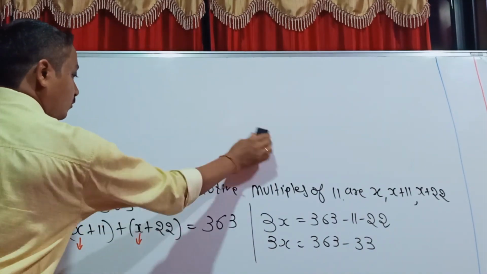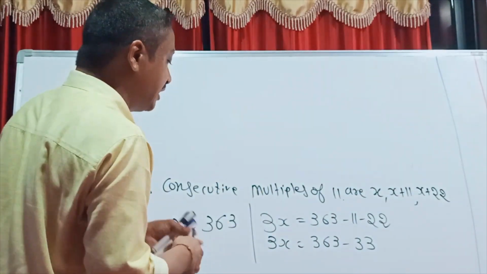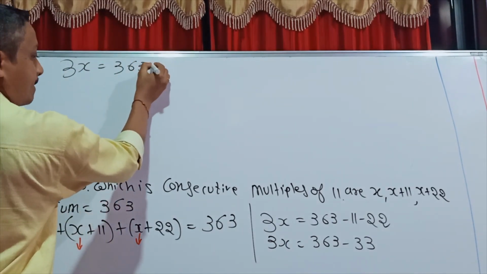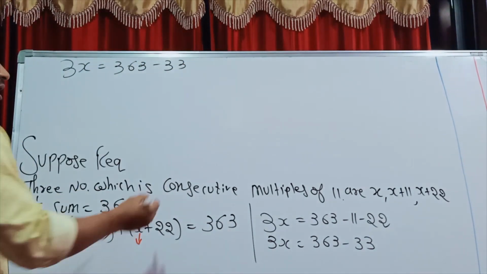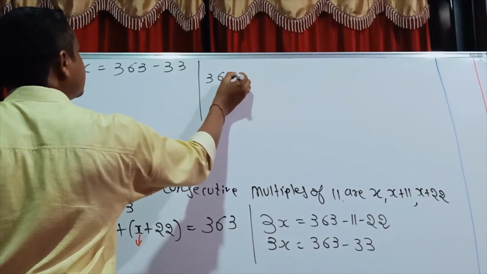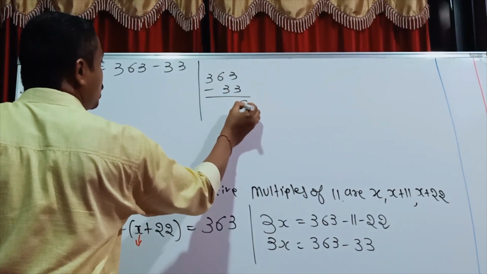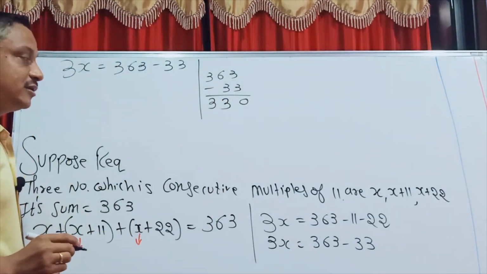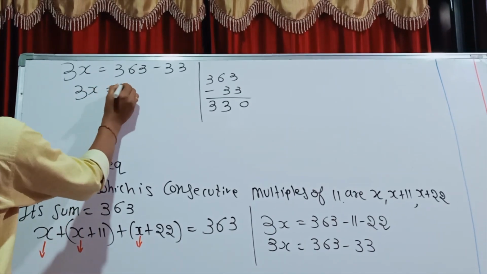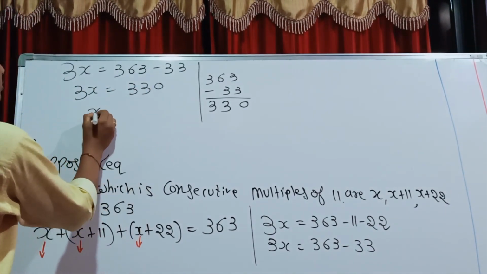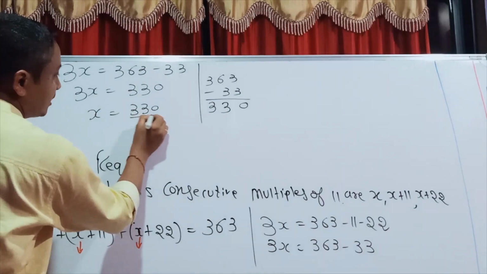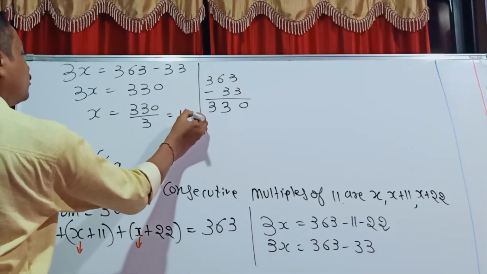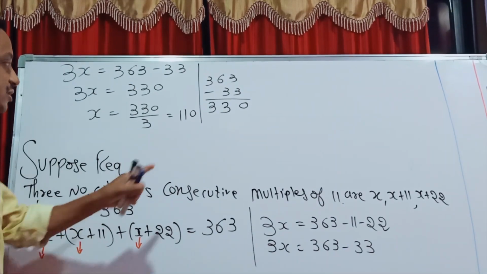So these steps I write down again here. 3x is equal to 363 minus 33, students. How much? Yes, 363 minus 33. It is here 0. 6 minus 3 is 3, and here 3 carried forward. So I have 3x is equal to 330. So how much is x? 330 by 3, and it easily cuts to the value 110. Yes students, this is 110.